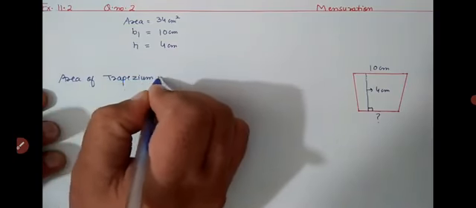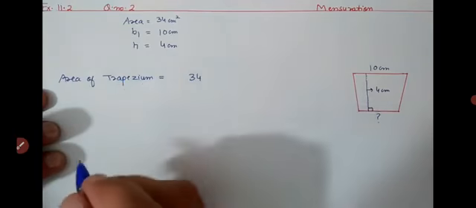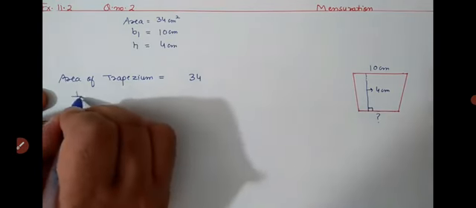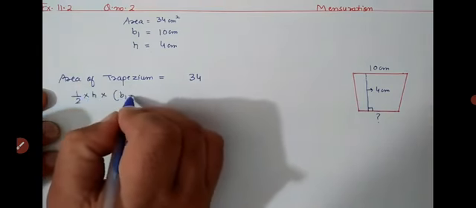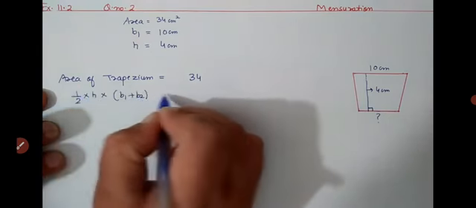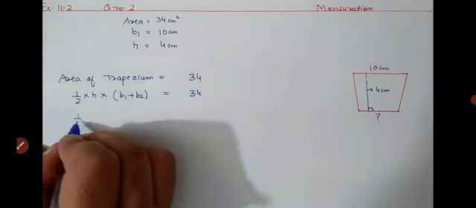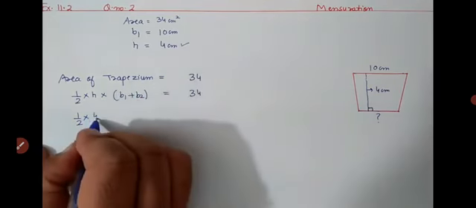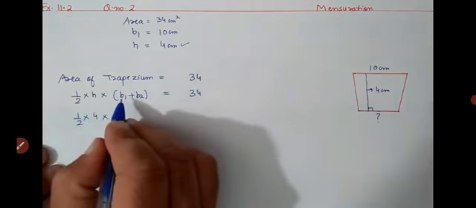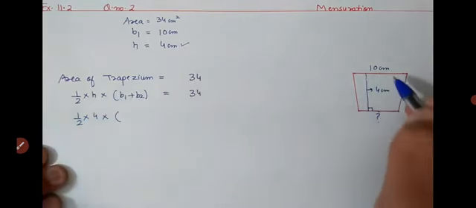Area of trapezium is equal to 1 by 2 into H into B1 plus B2, and the area is given as 34 centimeter square. Then H is given, so put the value in the formula, and B1 is given as 10 centimeter. We have to find B2.